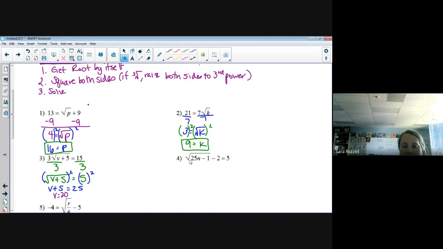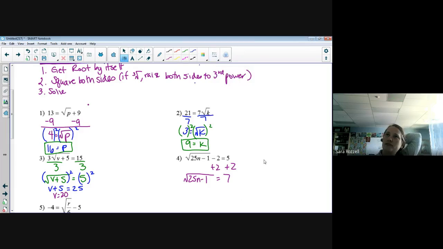All right, what's happening on the other one? What do we need to get rid of on number 4? The 2, that's outside the root sign. So we want to get rid of the things that are outside of the root sign. Was minus 2. What's the opposite of minus 2? Plus. So the square root of 25 minus 1 is equal to 7.